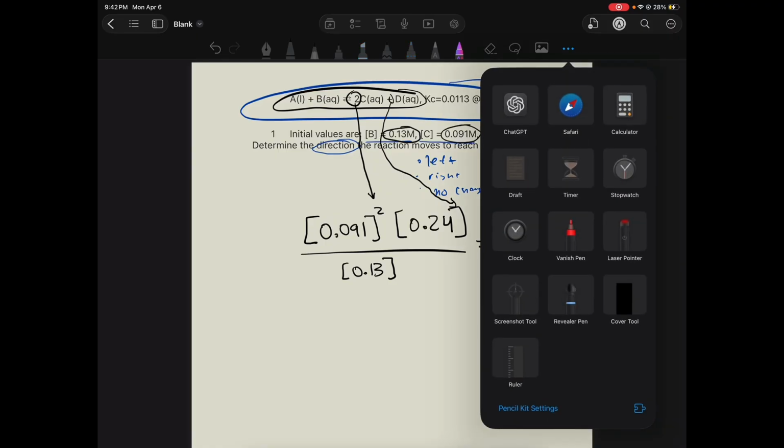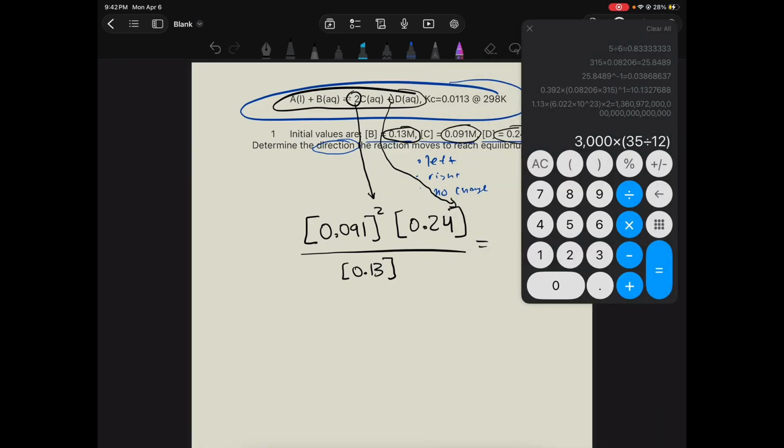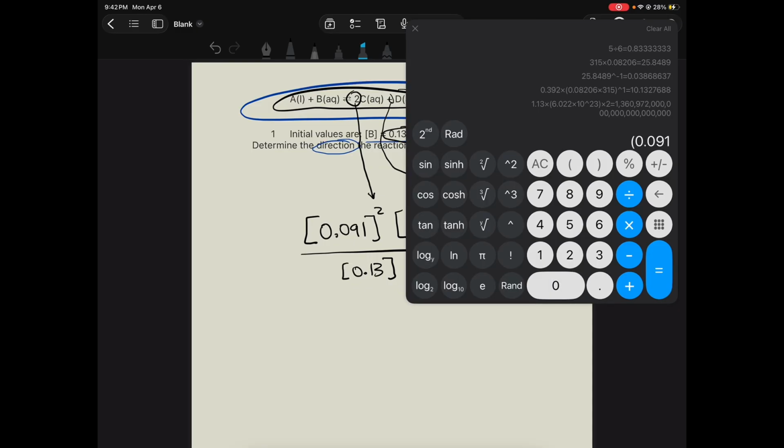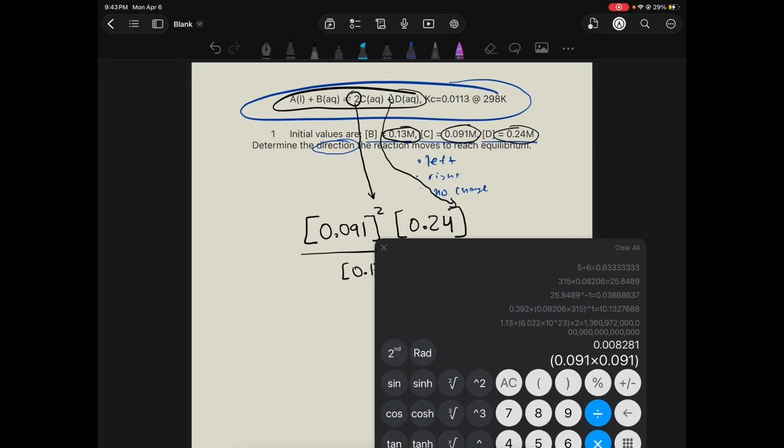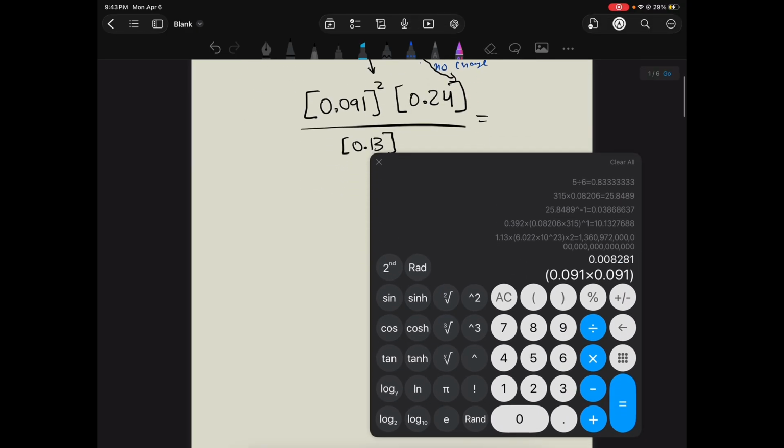Here, let's just quickly compute this. 0.091 times 0.091 times 0.24, all divided by 0.13, which gets us a value of around 0.015. It'd be 2 sig figs, because all of them have 2 sig figs, so just 0.015.